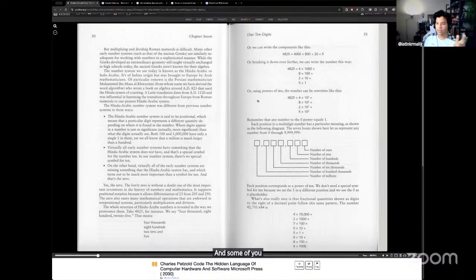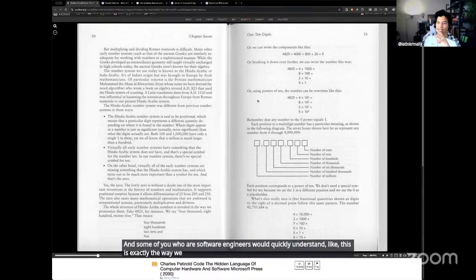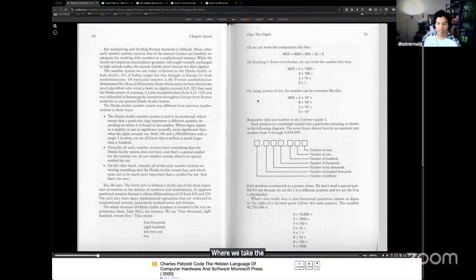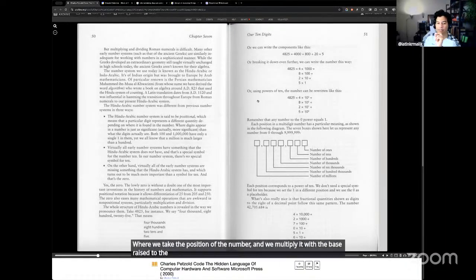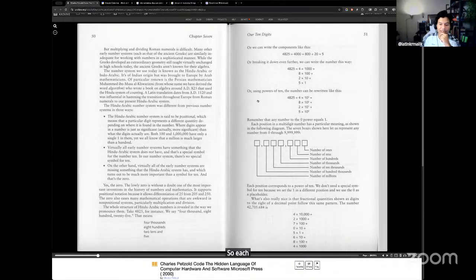And some of you who are software engineers would quickly understand this is exactly the way we convert base 10 to base 2 or base 10 to base 8, where we take the position of the digit and multiply it with the base raised to the power of the position from the right side. So each position in a multi-digit number has a particular meaning as shown in the following diagram.